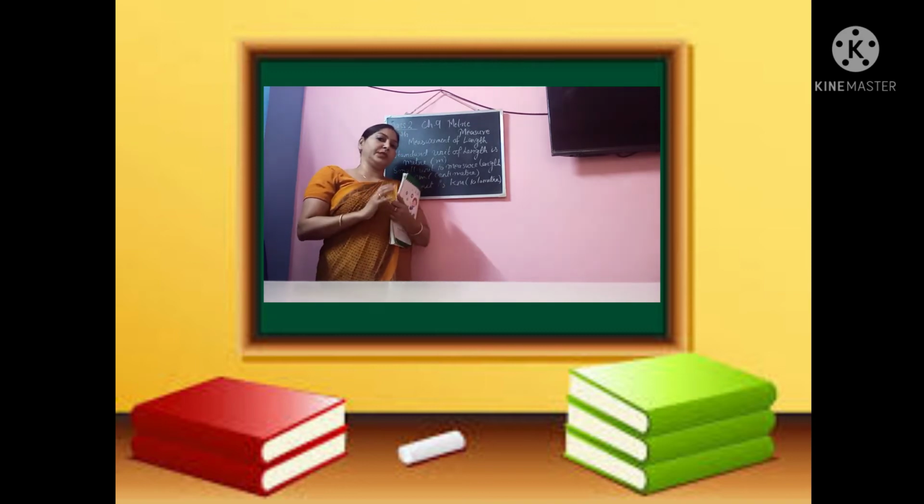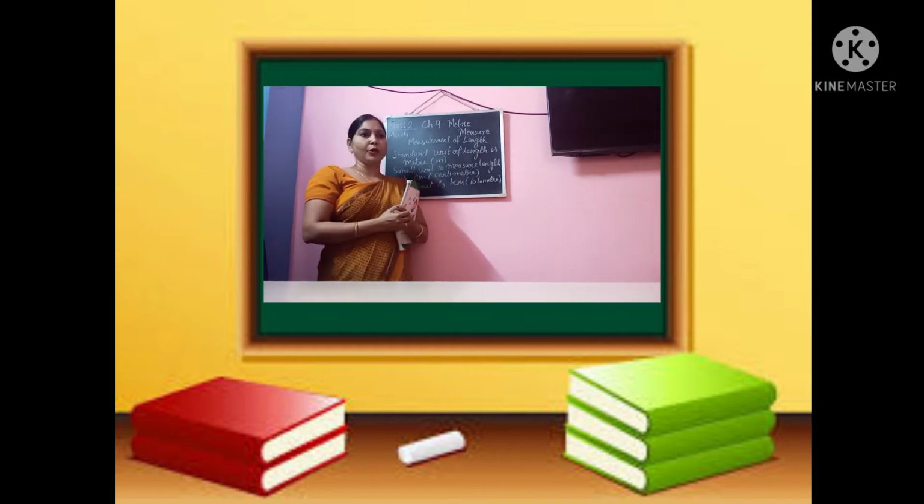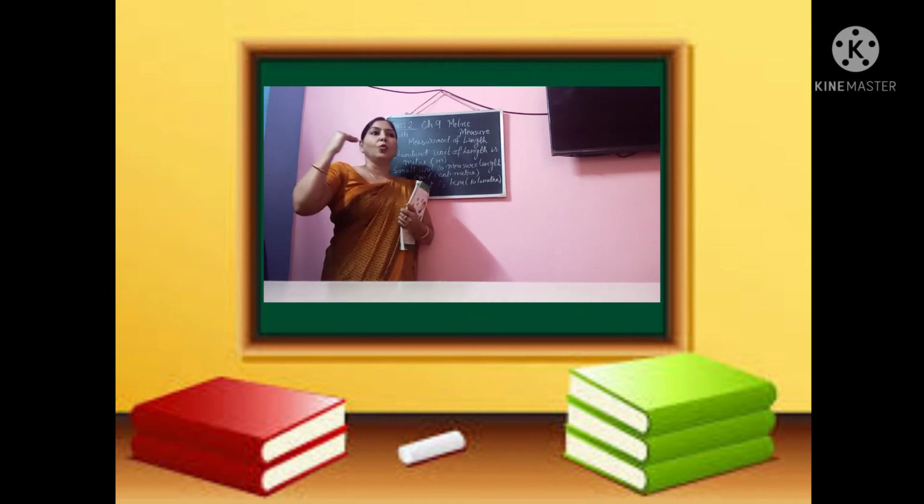Now these are the small objects which we can measure with the help of these instruments. Suppose we want to measure the length of the road, okay, the distance from one place to another place.